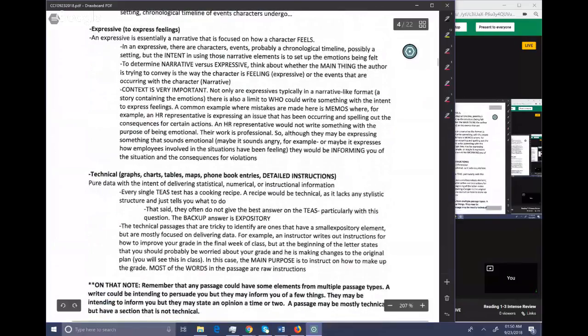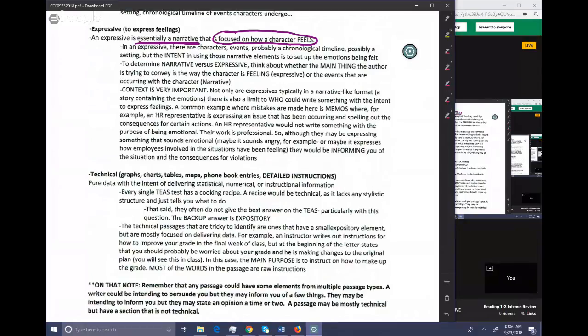So an expressive is essentially a narrative, and again, it gets a little blurry because an expressive is a narrative a lot of the time. So it's a story. But the story is only there to tell how someone feels. You can't do a good job of describing somebody's feelings without a story or a context for how that person is feeling. So as you read a story, it's your job to think, is this being told so that I can hear about the events? Or are the events being told to me because they're trying to explain how someone feels?